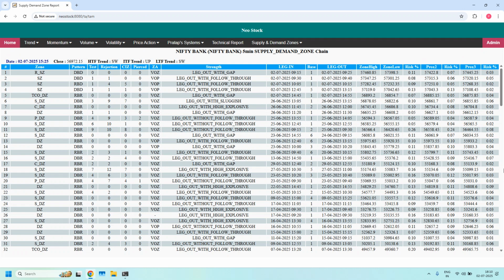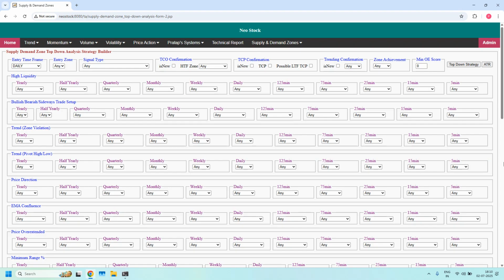So this is about Bank Nifty supply demand zone chain. So we have completed both Nifty and Bank Nifty supply demand zone chain reports. Next we will generate sideways bullish and bearish trade setups for monthly, weekly, daily and hourly income trades.